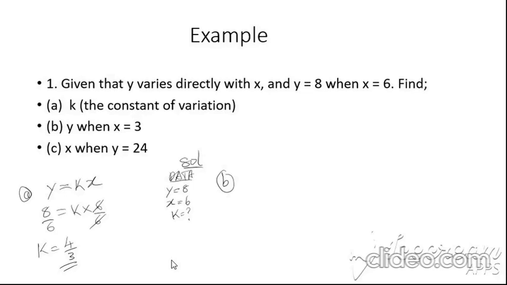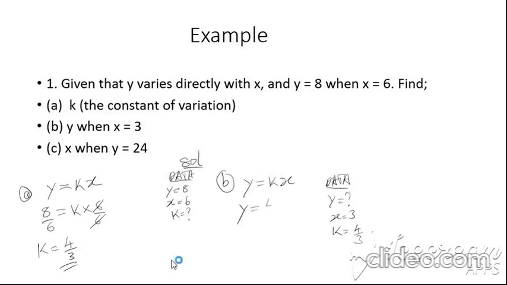Now let's go to B. How can we solve for B? B is saying find y when x is equal to 3. So here they want y when x is equal to 3. On your data, you can do it like this. They want y here, we don't know y, when your x is equal to 3. And then your constant from what we solved is 4 over 3.